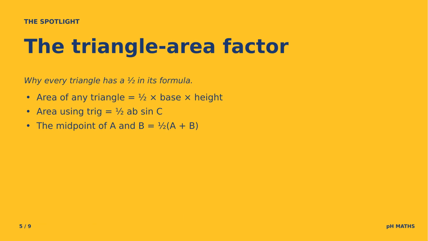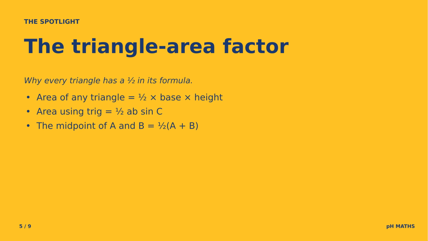The triangle area factor. Why does every triangle area formula have a half in it? Because a triangle is exactly half of a rectangle. Take any triangle, copy and flip it, and the two fit together into a rectangle. Base times height. So one triangle has half that. Half times base times height.